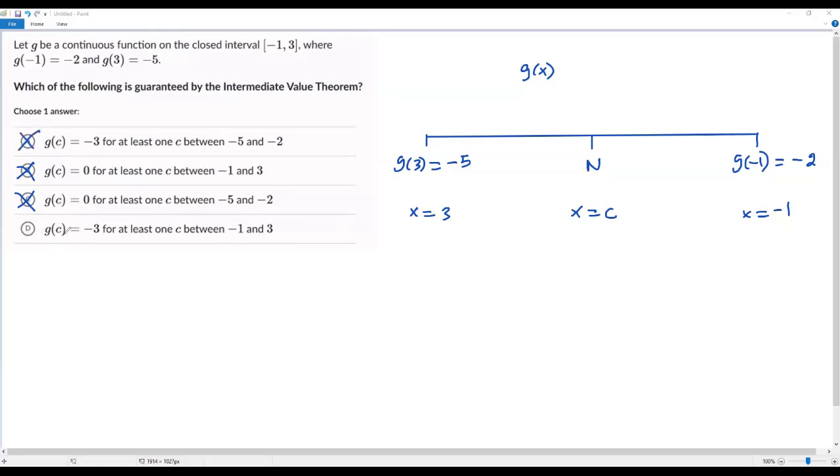Anyway, we can verify that one too. Already we have verified that g(c) is equal to -3, and -3 is a value between -5 and -2. Now let's verify that c is a value between -1 and 3. It satisfies the condition we have discussed, that c has to be between -1 and 3, the same as we have here. So the correct answer choice for this question is option D.